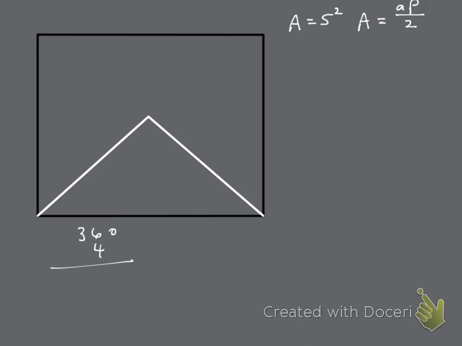And you'll end up with a central angle of 90 degrees. Okay, so now this angle right here is 90. If I draw in my apothem, this angle becomes 45. And so if that's 45, then this is 45.